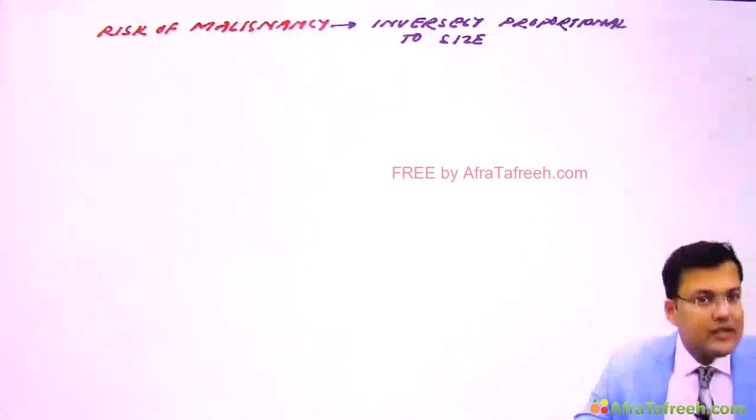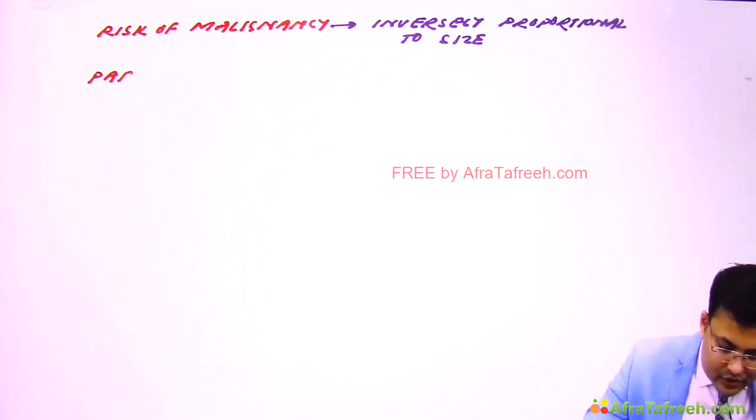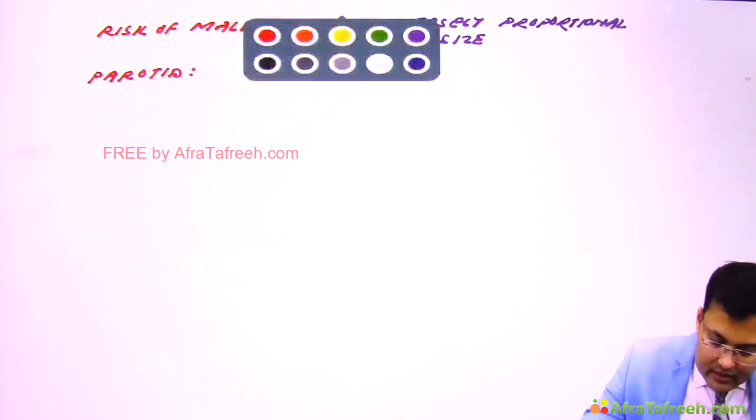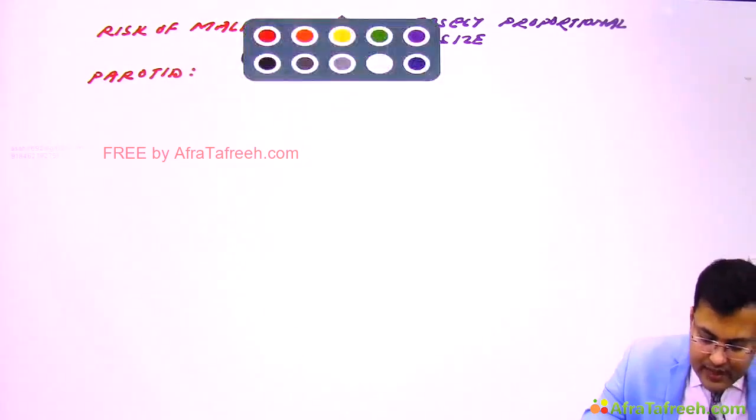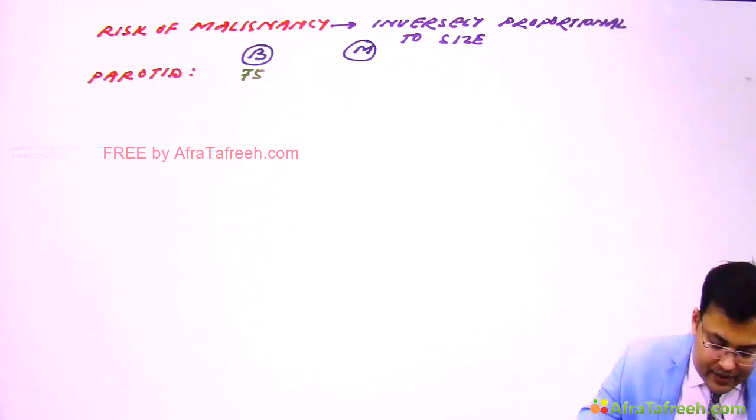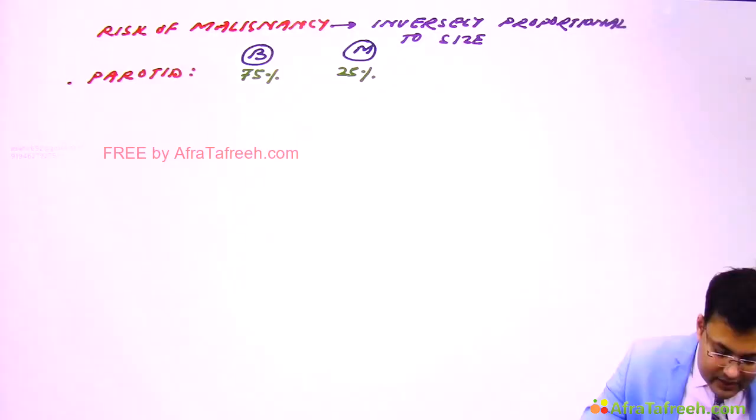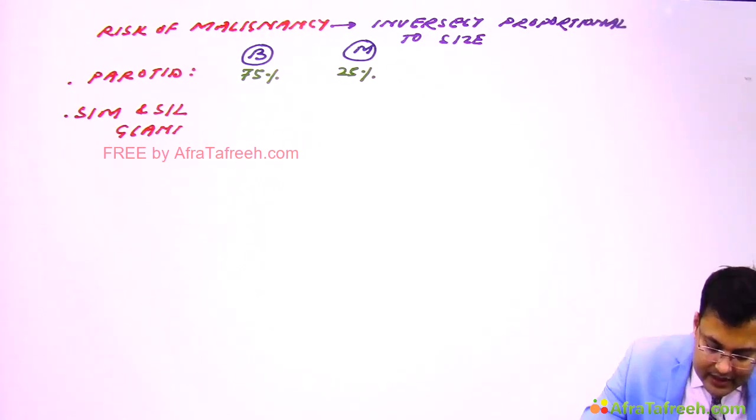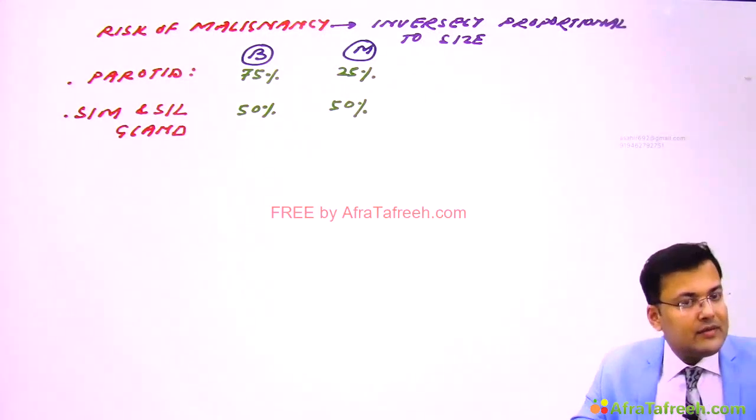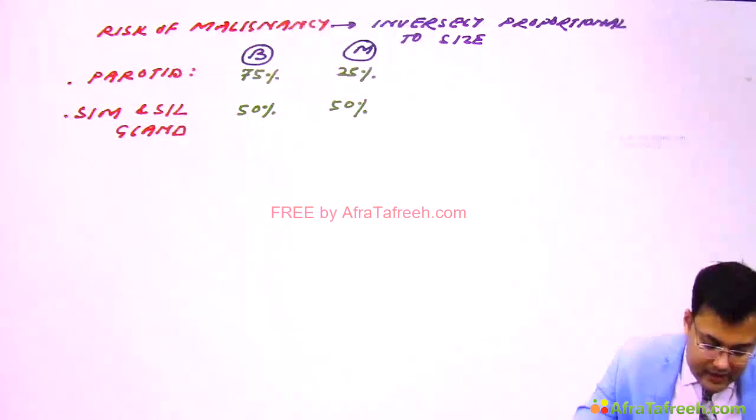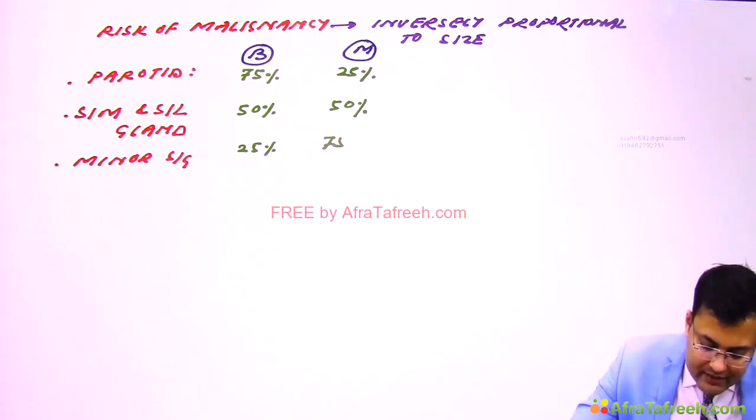Okay, so first see, what's the risk of malignancy in parotid? In parotid, you notice that 75% tumors are benign, only 25% are malignant. In submandibular gland and sublingual gland, 50% tumors are benign and 50% are malignant. This data is from Schwartz and Sebastian. And in minor salivary glands, 25% tumors are benign and 75% are malignant.